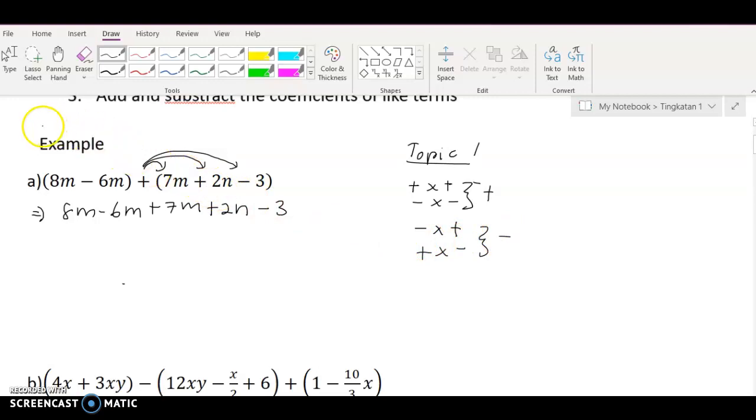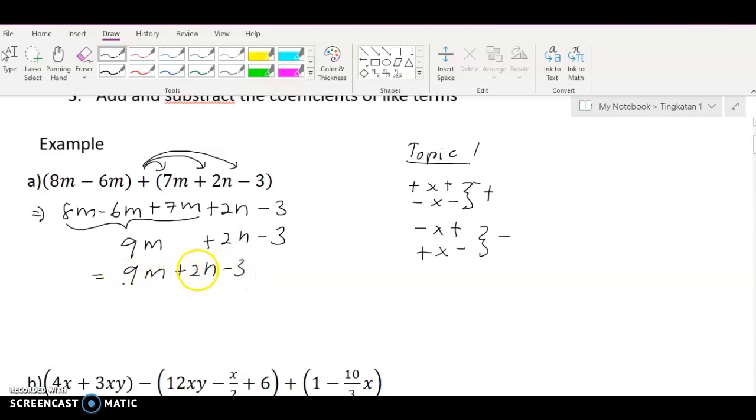After you have arranged the like terms, 8m, minus 6m, and 7m are the like terms. So you have to add or subtract their coefficients. Here the coefficients are 8, minus 6, and 7. So 8 minus 6 gives 2, and 2 plus 7 gives 9. Then you just write back the terms, m plus 2n minus 3. So your final answer will be 9m plus 2n minus 3.